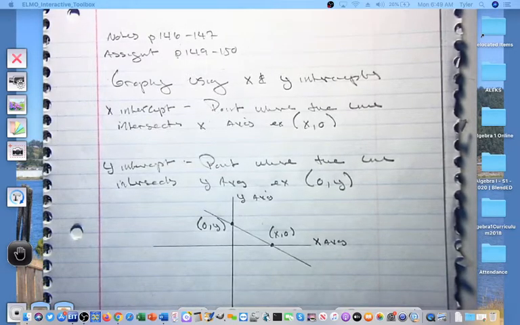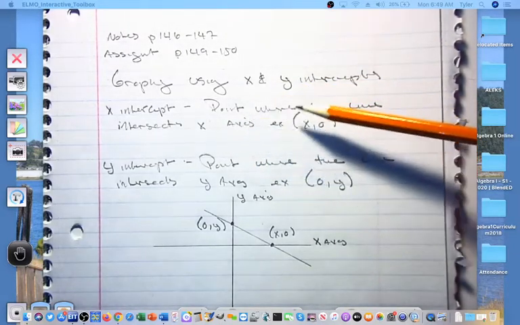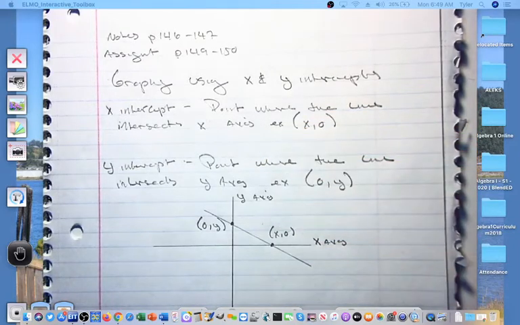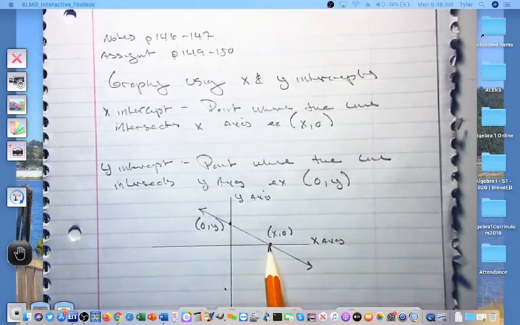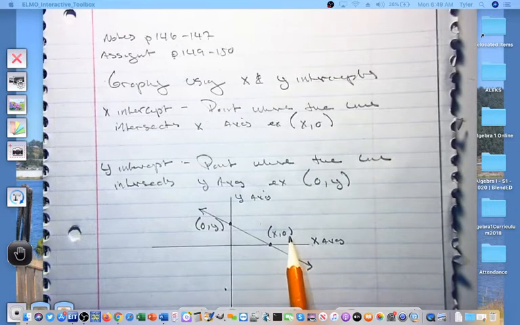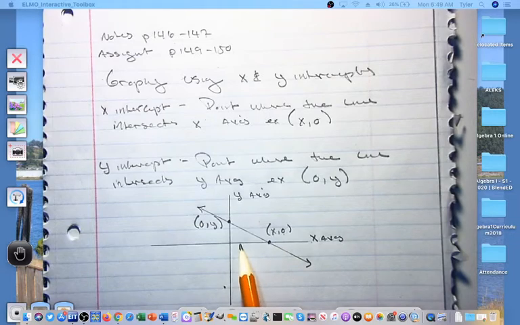So since we're using X and Y intercepts, let's start with the definition of both. The x-intercept is going to be a point where the line intersects the x-axis. For example, we have a graphed line here, and you can see the location where it intersects and crosses the x-axis. One important fact about an x-intercept is that it will have a number and a 0 for its y, because it aligns with 0 on the y-axis here.